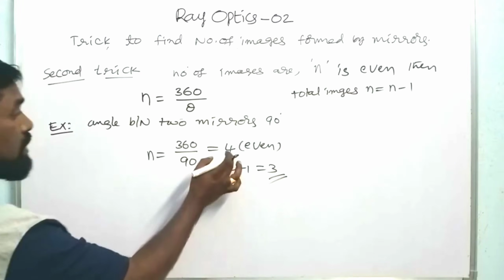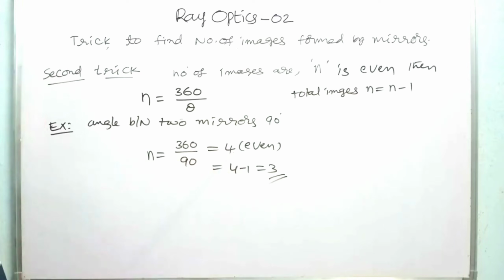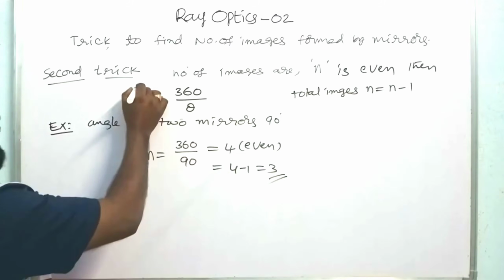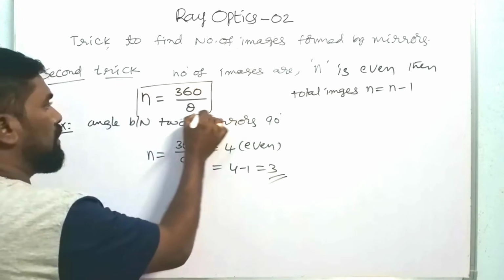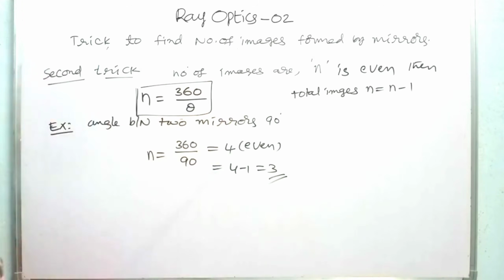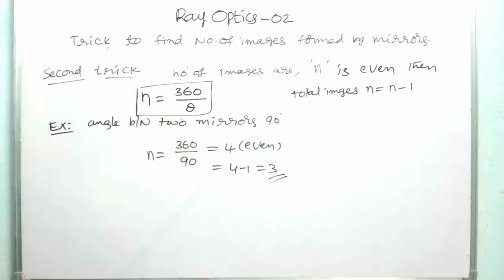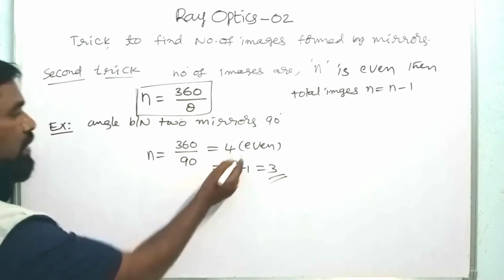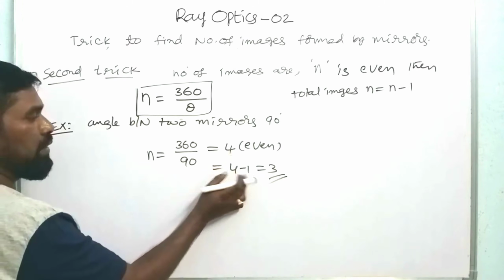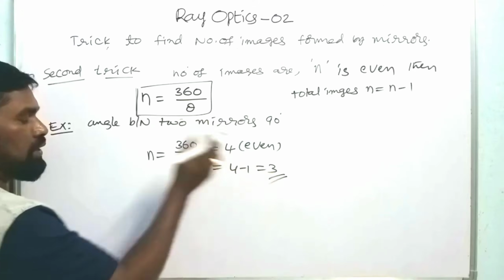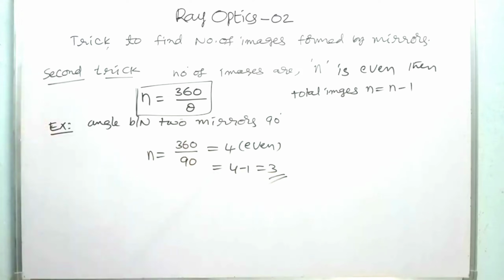If it is even, that is the point we have to remember. The formula is n equal to 360 by theta. If the angle between two mirrors is 90 degrees, then n is an even number. The total number of images is n minus 1, that is 4 minus 1, that is 3 images. Okay.